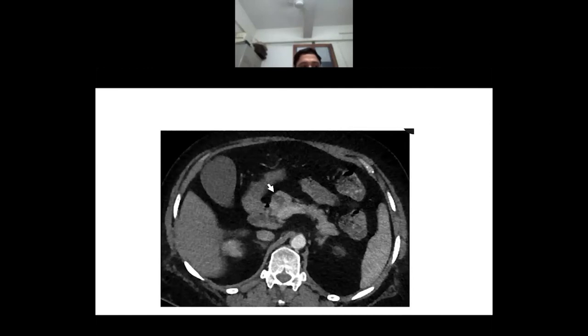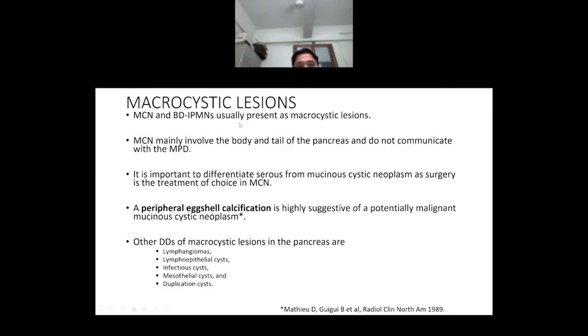And this is an incidentally found serous cystadenoma on CT scan, showing a polycystic lesion in the head of pancreas with thin internal septations. Macrocystic lesion. Mucinous cystic neoplasms and branched duct intraductal papillary mucinous neoplasms usually present as macrocystic lesions. Mucinous cystic neoplasm mainly involves the body and tail of pancreas and does not communicate with the main pancreatic duct, whereas branched duct intraductal papillary mucinous neoplasms also have connections with the main pancreatic duct.